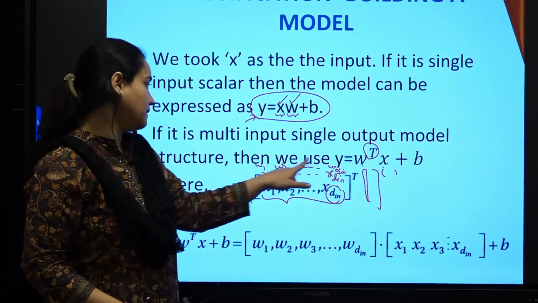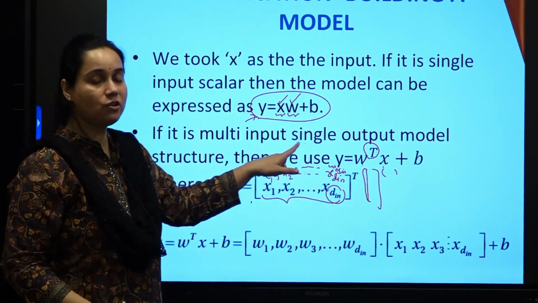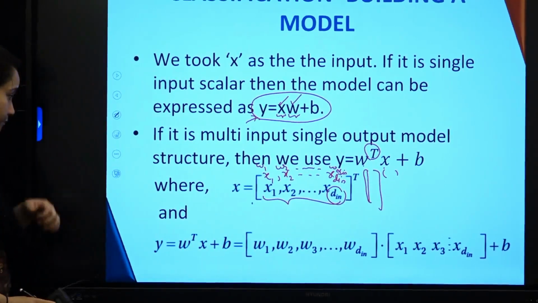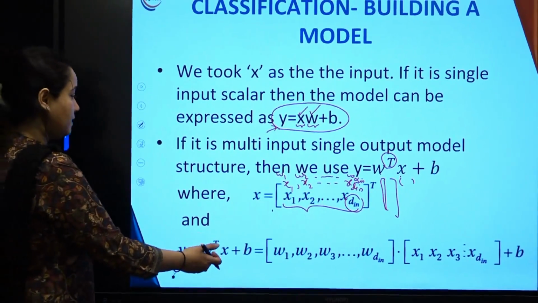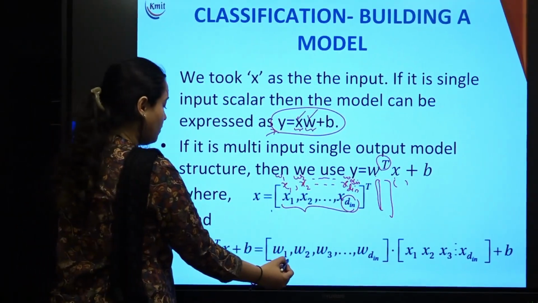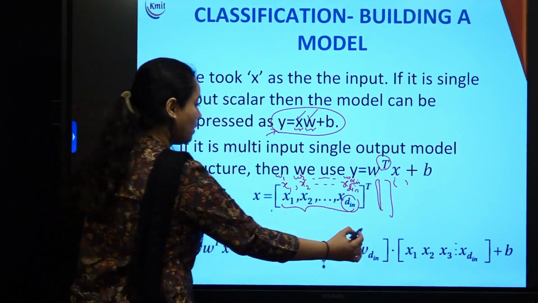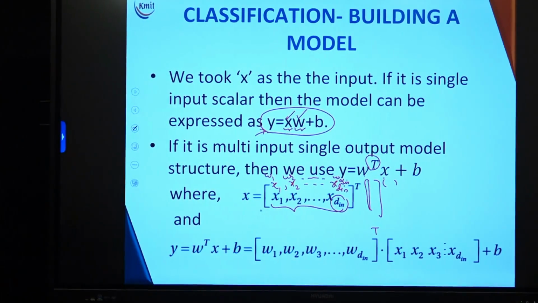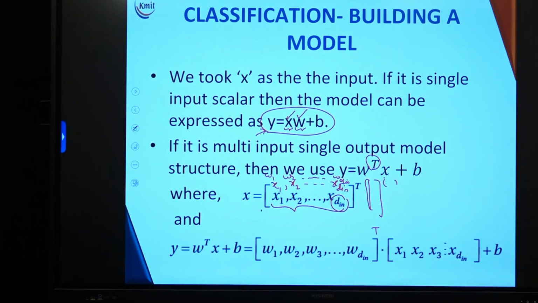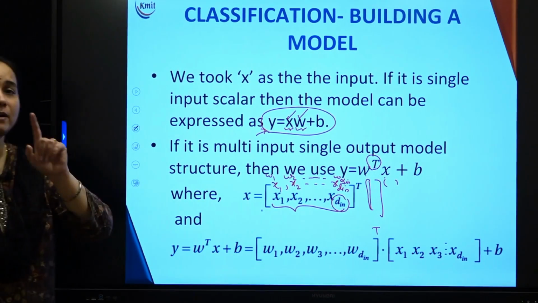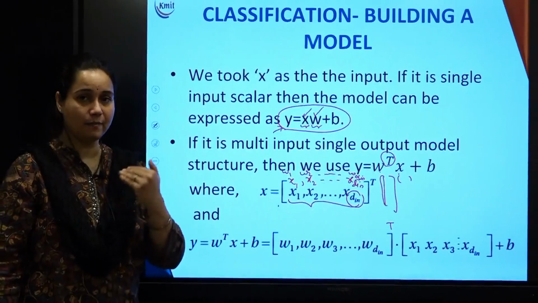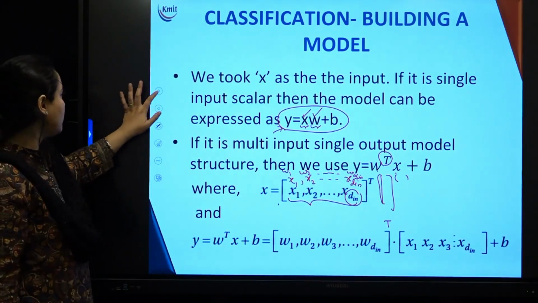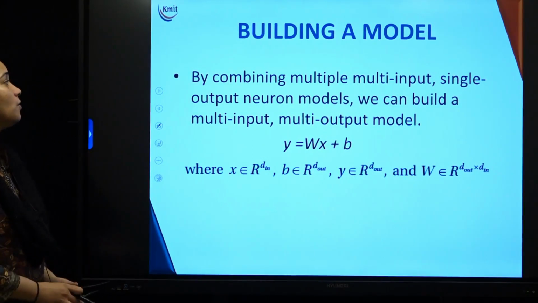X is a combination of many inputs, and then you have a single bias. You can even write it this way: W1, W2, W3, and so on, as a dot product with X1, X2, X3, and so on, plus B. Always remember there is only one bias. Weights can be as many as the number of inputs. So this is the representation for your inputs.